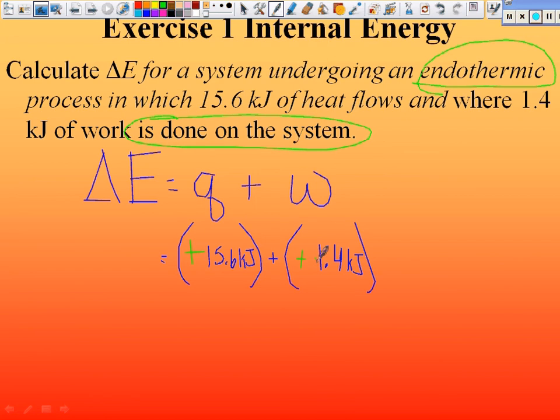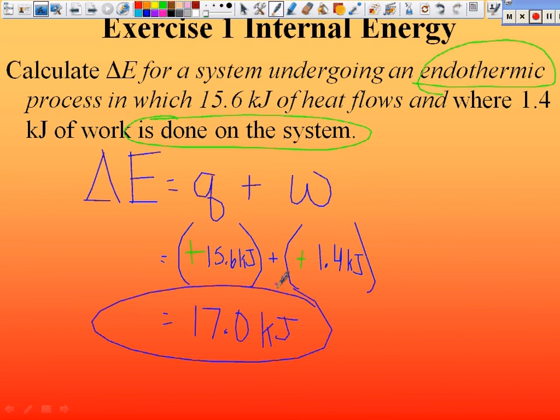So what is going to be your delta E? Okay. So 17 kilojoules. 4 plus 6 is 0. Yeah, so it should be 17 even, but remember we're plus or minus 1. And you came up with 28? That's right. Okay. All right.